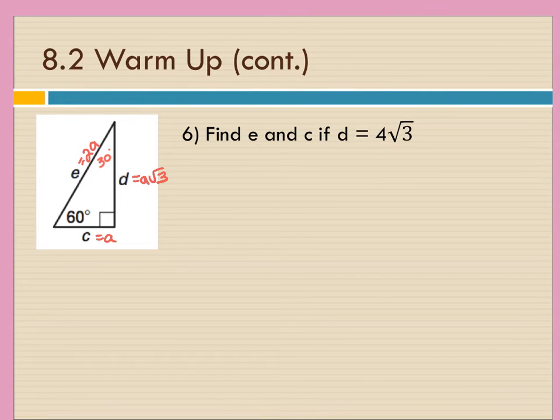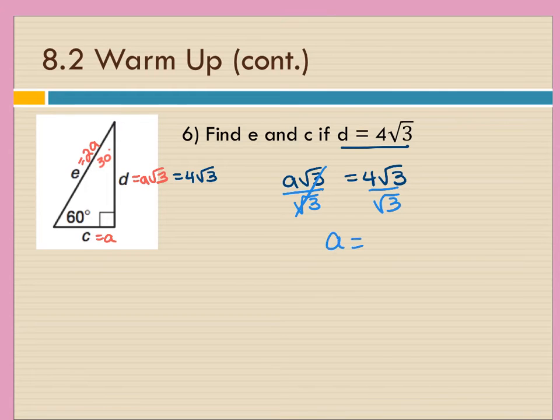This time they give me D is 4 root 3. So this is 4 root 3. A root 3 equals 4 root 3. How do I get A by itself? You divide the square root of 3 on both sides. Good. And that's going to cancel out, and A is 4, which means C is 4, and E is 4 times 2, which is 8.